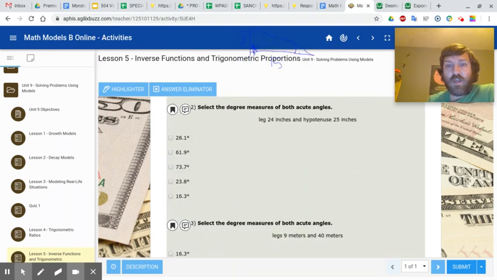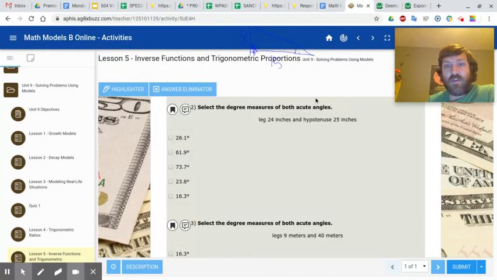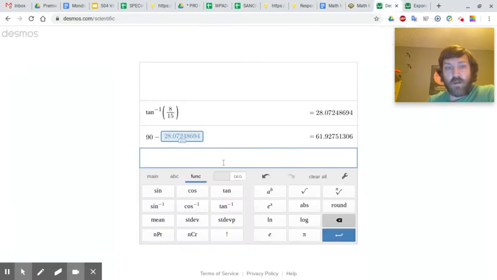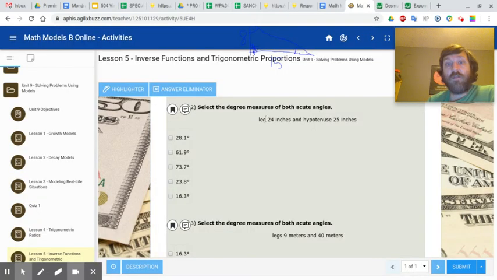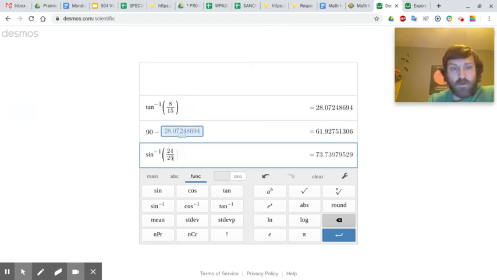So in each one of these, you just look at it and you say, okay, I have a leg and a hypotenuse. So it doesn't matter which leg it is. We're just going to pick either sine or cosine. We'll just use sine as a default. So we are going to say that this is the opposite and this is the hypotenuse. We know that. So that means we're going to be using sine. So I go back to Desmos and I do sine -1. And then I put in my two numbers with leg on top. 24 divided by 25. And go.